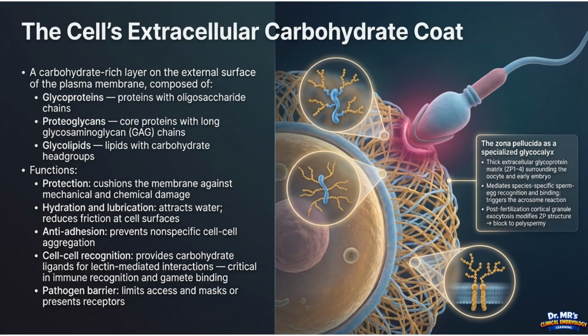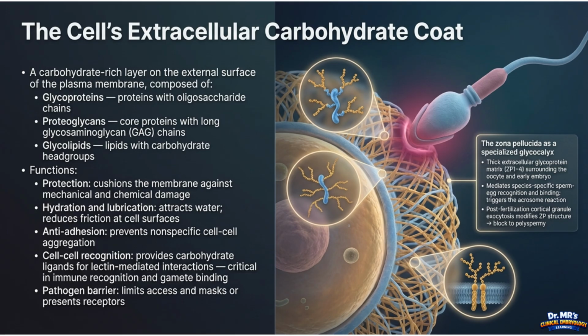The zona pellucida 3 glycoprotein in particular is a primary sperm-binding ligand, and it does so through species-specific carbohydrate recognition. Sperm receptors on the acrosomal surface recognize specific carbohydrate configurations on zona pellucida 3, initiating binding. This is not a nonspecific adhesion. It is a molecularly precise handshake requiring both partners to display the correct carbohydrate codes.